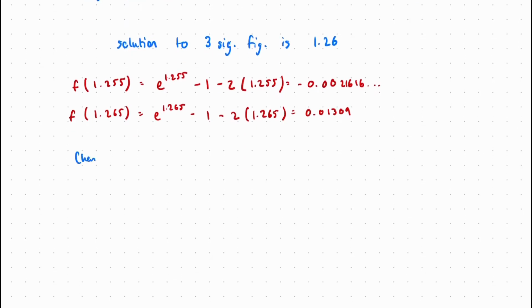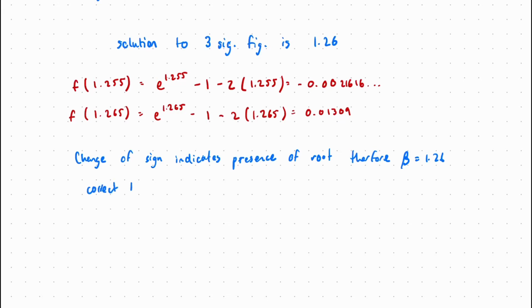So change of sign indicates presence of root, therefore beta equals 1.26, correct to 3 sig fig.